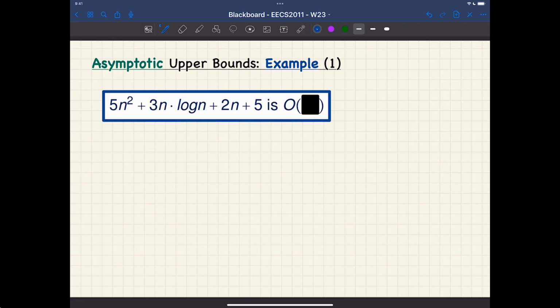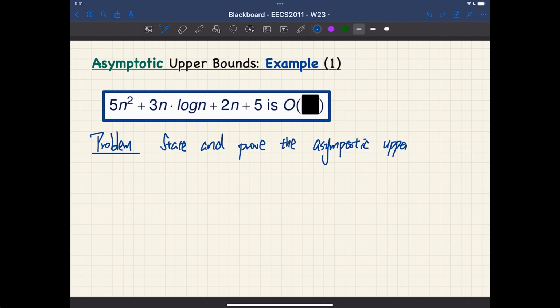So let's say the question is, most likely I'm going to phrase this way in the test. The problem is, state and prove the asymptotic upper bound of the above function, or I might just say f of n. So this is more or less how I'm going to phrase it formally in the test.